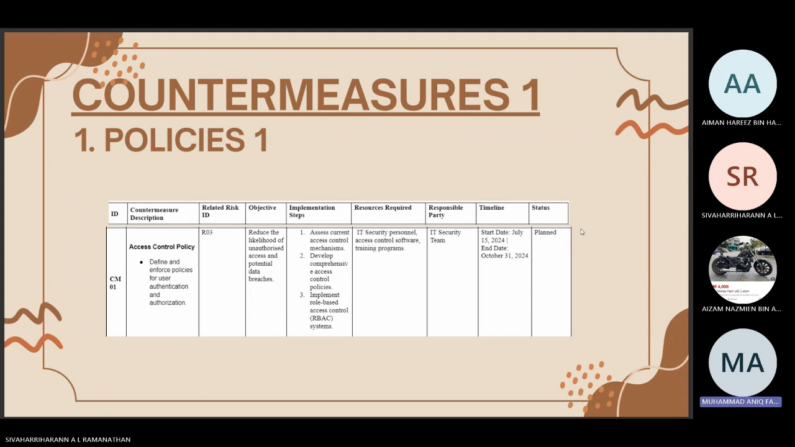Implementation steps include assessing the current access control mechanism, developing detailed policy for access management, and implementing a role-based access control, which is RBAC system. The resources required are IT security personnel, access control software, and training program. The responsible party for executing this countermeasure is the IT security team. The status of this countermeasure is currently planned. Next.